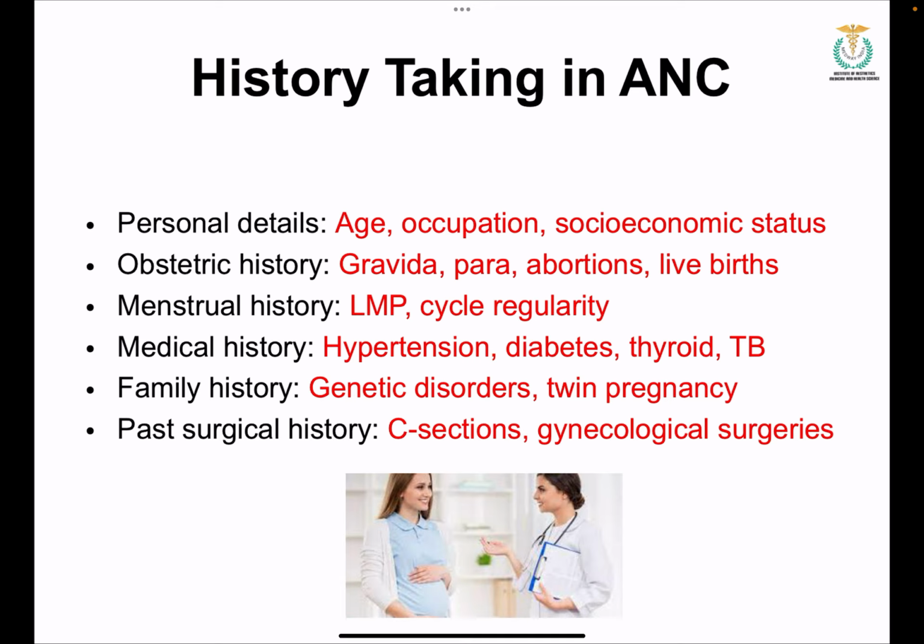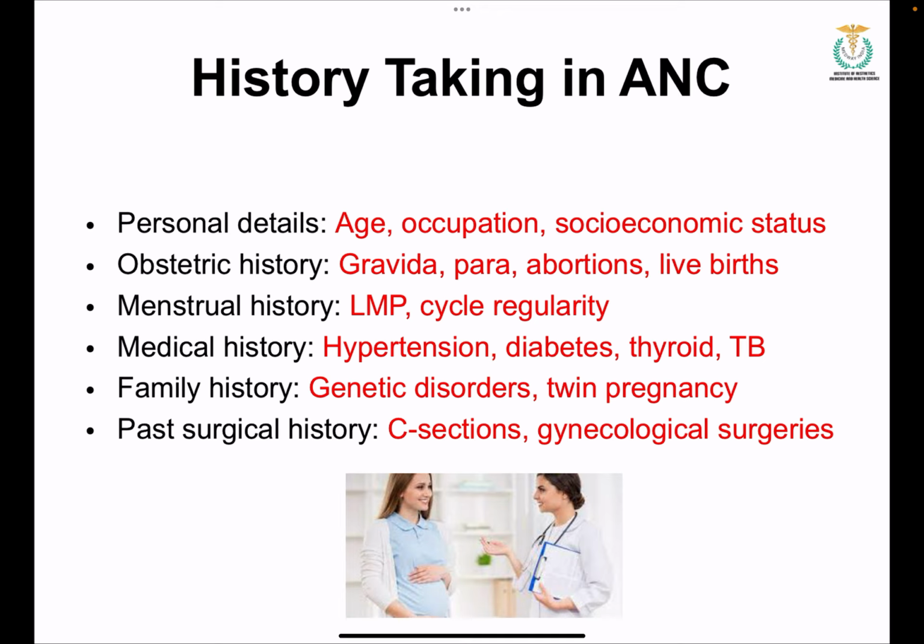The second thing you have to ask is the obstetric history, that is gravida, para, any abortions, live births, or living children. Third, you should ask about the menstrual history: last menstrual period, LMP, cycle regularity, whether the patient had regular cycles, and expected date of delivery. All of this should be taken during the menstrual history.